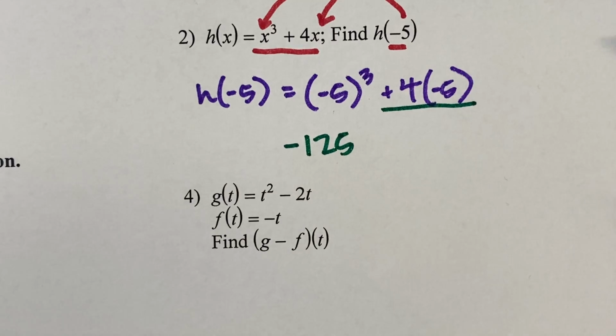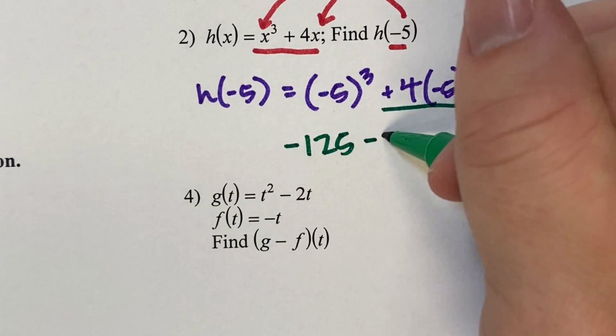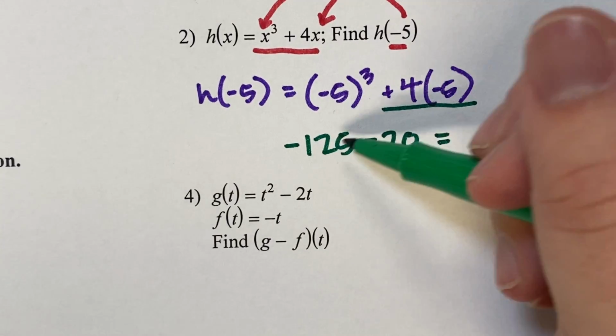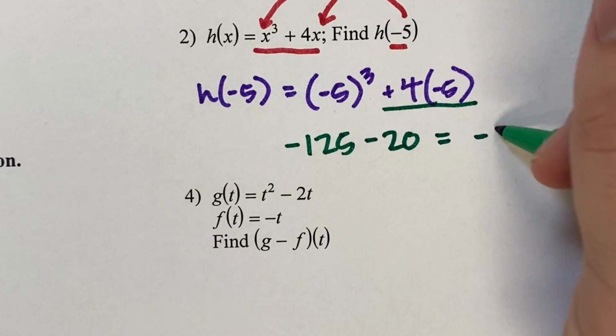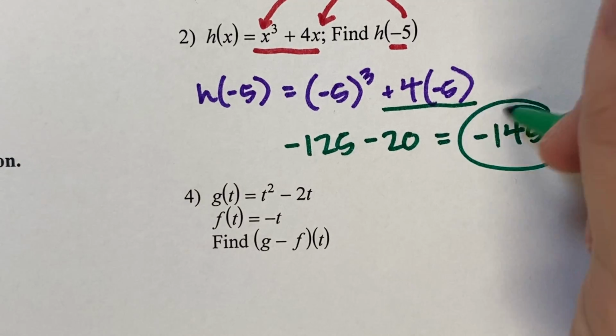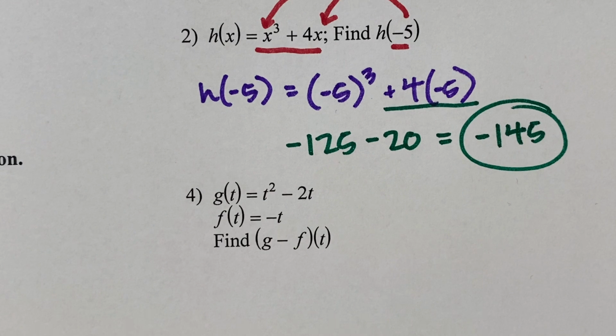Then we multiply 4 times negative 5, which gives me negative 20. Negative 125 minus 20 more is negative 145. And there we go.